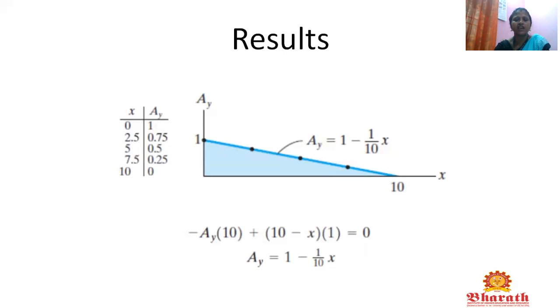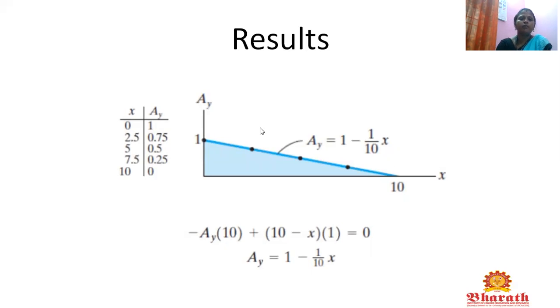That is minus AY into total distance 10 plus 10 minus x distance. At x distance we are going to find, so 10 minus x distance into the force acting on the member, that is 1, equal to 0. So AY is equal to 1 minus 1 by 10 x. This is the reaction we got for AY. So for reaction at AY, the equation is 1 minus 1 by 10 into x.